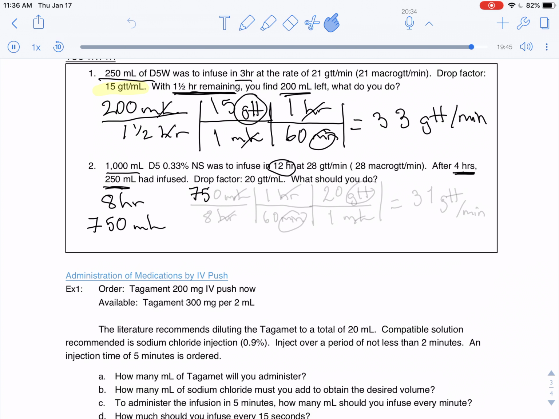So we have 750 milliliters, the remaining 8 hours. And then our conversion factor is 20 drops in every milliliter. So then hours cancel, milliliters cancel, and we're left with drops per minute. And after we do our calculations, we have roughly 31 drops per minute.